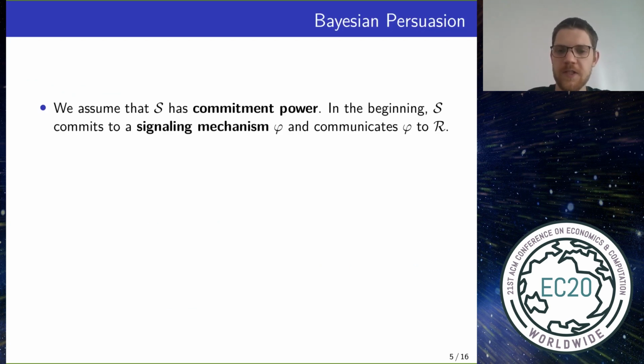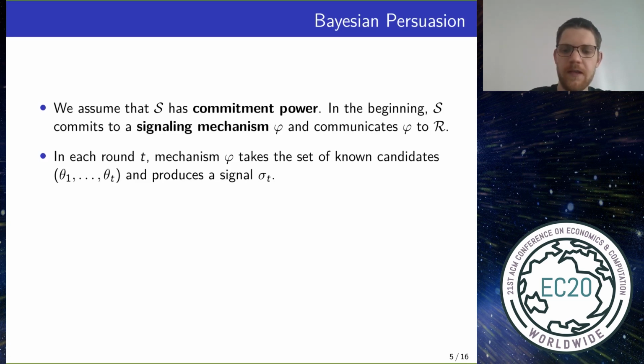In the study of Bayesian persuasion, which is the game between the sender and the receiver, we assume that the sender has commitment power. This means that the sender commits to a signaling mechanism and communicates this mechanism to the receiver and is not allowed to deviate from this mechanism in any way.